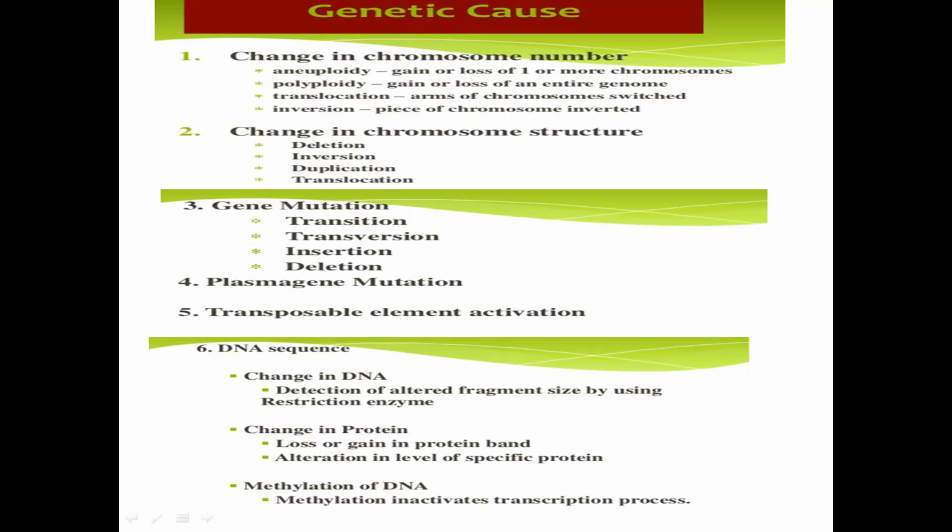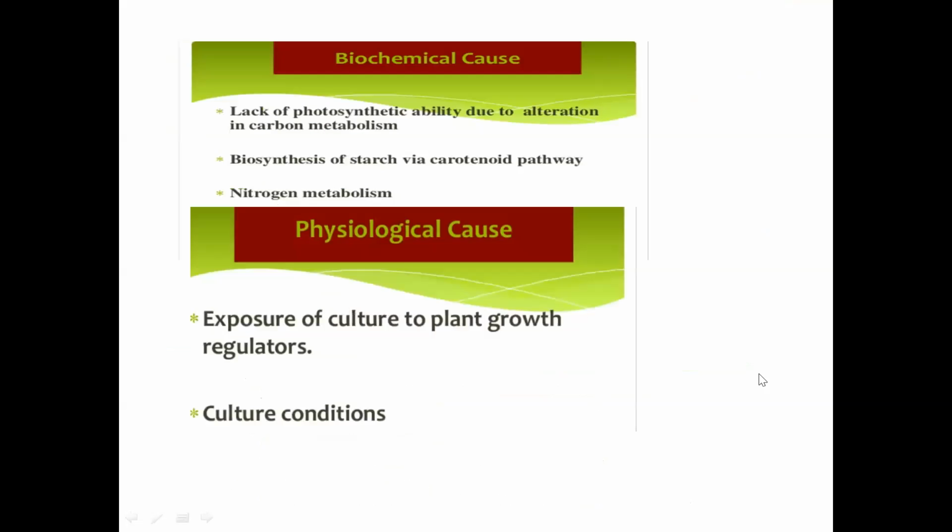The most common cause of epigenetic variation is methylation of DNA, where the amount of DNA which is methylated, the amount of histone proteins that are methylated, will directly cause a phenotypic change. It might not be heritable, it could be heritable also. You can't say definitely that it will not be heritable, it could be heritable also. So these are some of the qualitative and quantitative aspects of genetic causes of somaclonal variation.